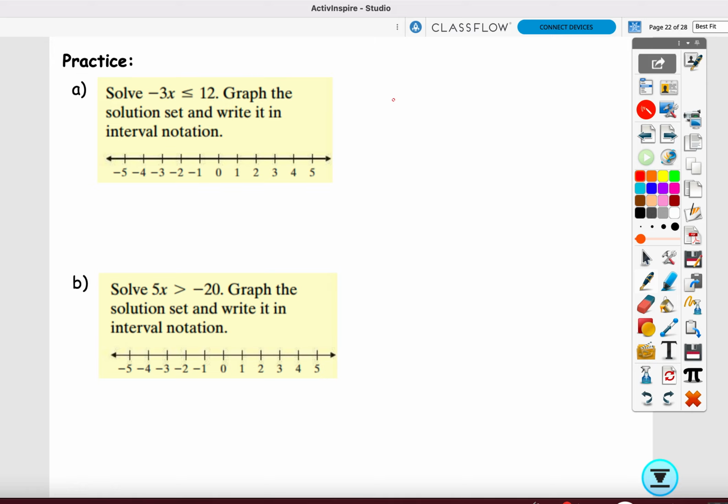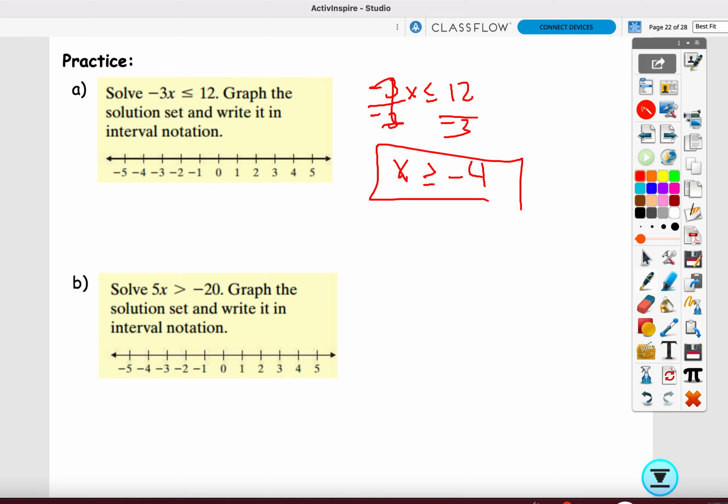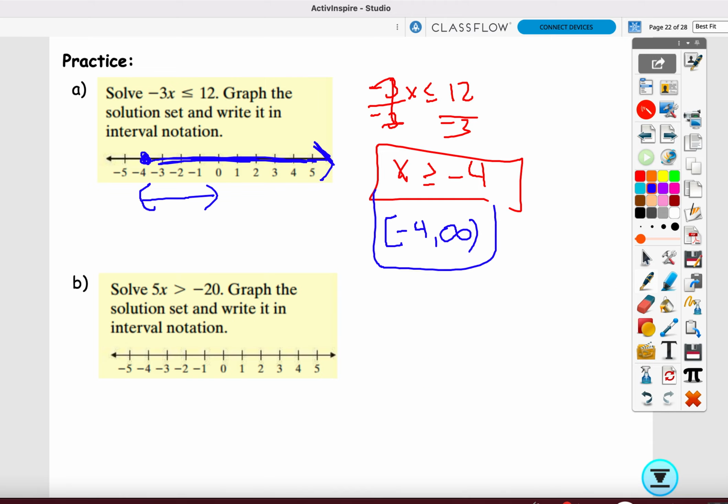So we have negative 3x is less than or equal to 12. Divide both sides by negative 3. So then we get x is greater than or equal to negative 4. The sign flips because we divided by a negative. So then we get negative 4, is greater than, so it's going to be to the right. It's going to be a bracket as well. Bracket to the right. So that means it's going to be bracket negative 4 to positive infinity, and we are done.